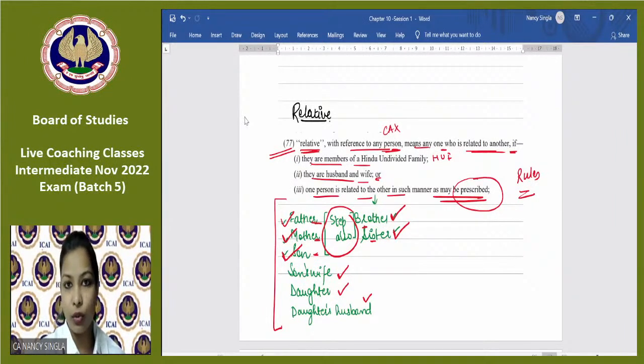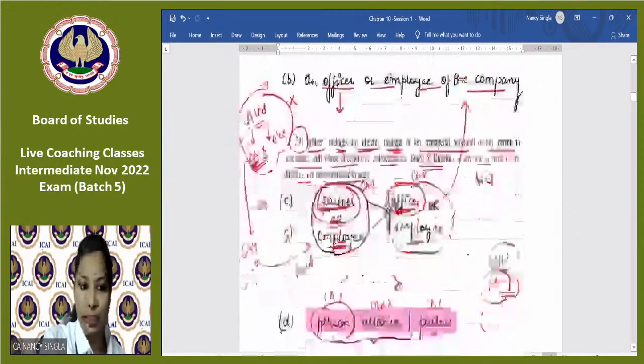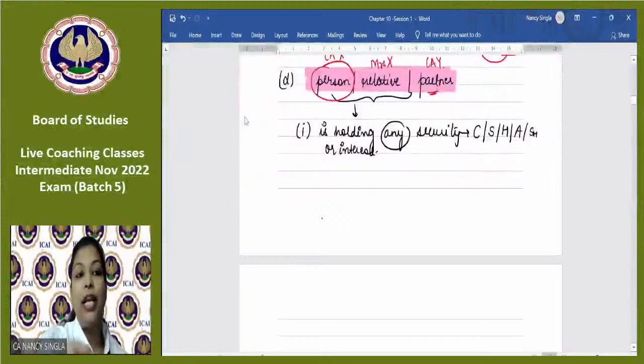And what are those persons which are prescribed in the rules? Father, mother, son, brother, sister, including the step also. Son's wife, daughter, and daughter's husband. Okay? So these are what? The relatives. Okay? Now try to understand this.